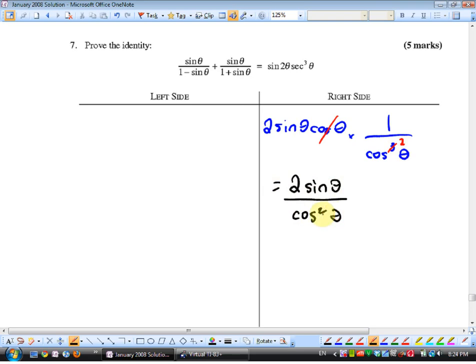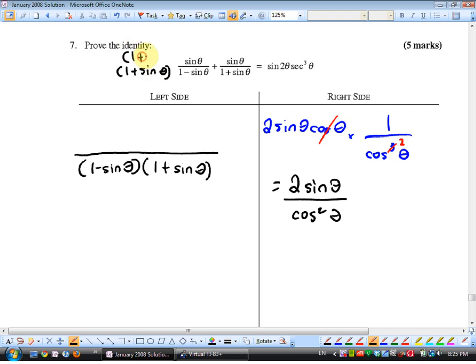Let's go tackle the left-hand side. Well, how many fractions do I have on the right-hand side? 1. How many do I have on the left-hand side? 2. Maybe I want to write it as one fraction with a single common denominator. Now, a single common denominator would be 1 minus sine theta, 1 plus sine theta. So I would multiply the first fraction by 1 plus sine theta all over 1 plus sine theta. And when I do that, I'll get sine theta, 1 plus sine theta.